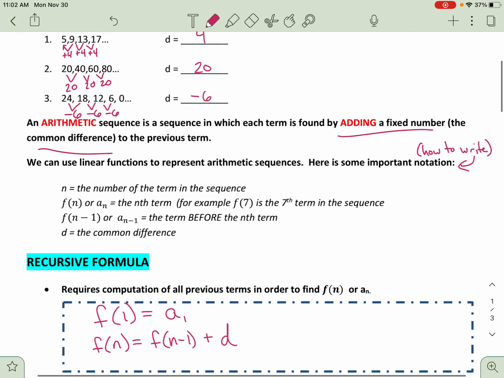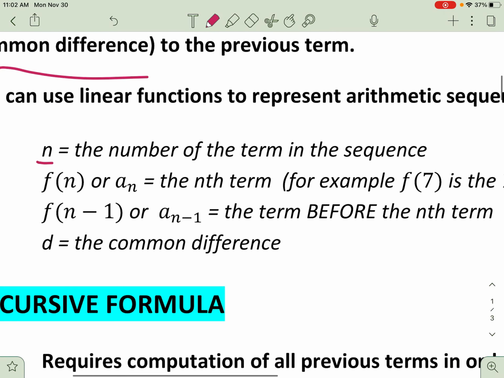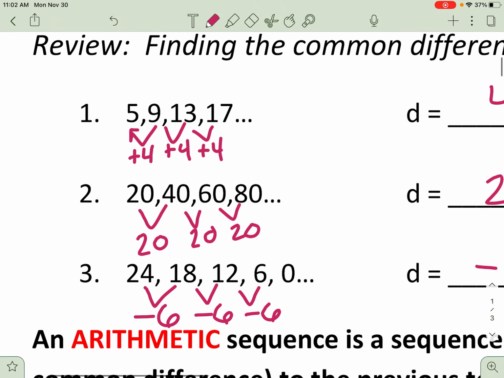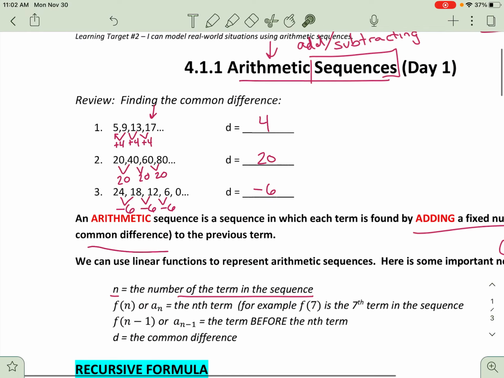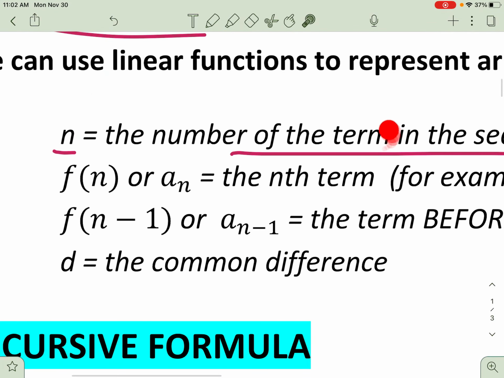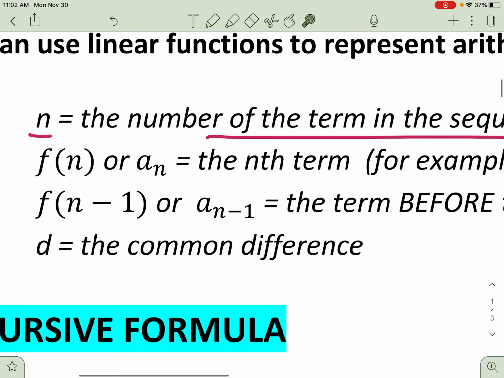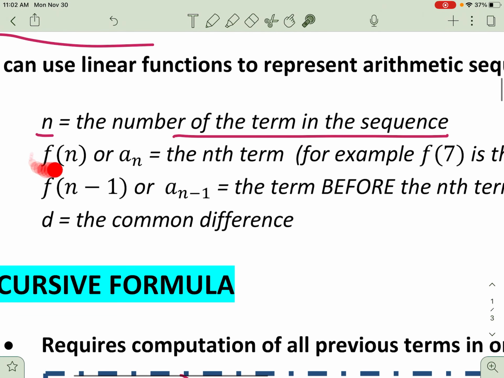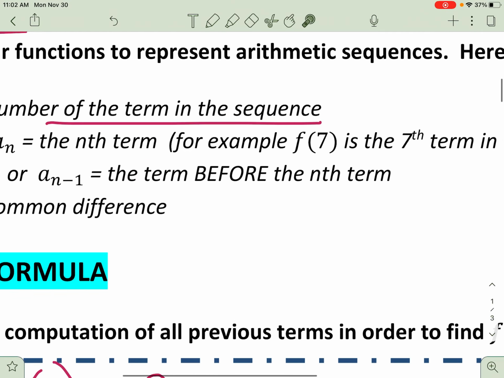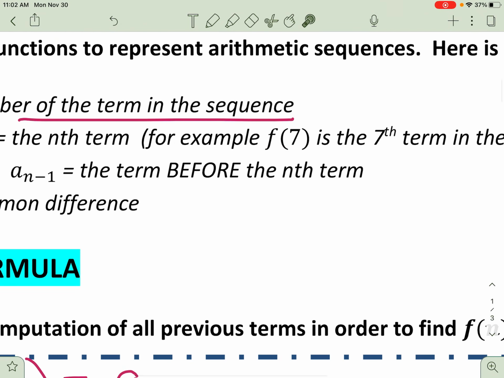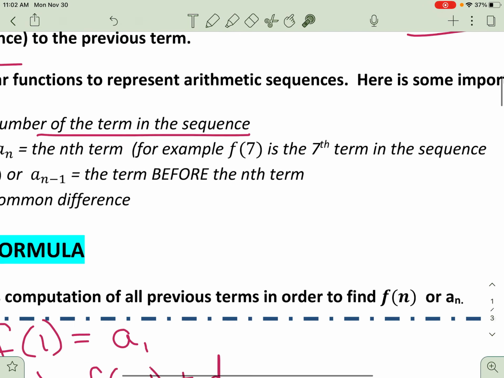All right, so in this case, if you see where it says n, n is the number of the term in the sequence. So if I say what's the fourth term of this sequence, okay, 1, 2, 3, 4, it would be 17, okay? So n is the specific term that they're talking about. So if I say f of n, that means a function at the nth term. So what we're saying is, what's the y value for that nth term? Or for example, if it says f of 7, it's asking what's the 7th term in the sequence.